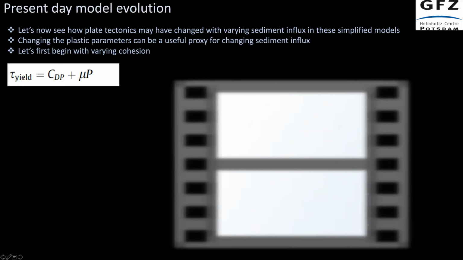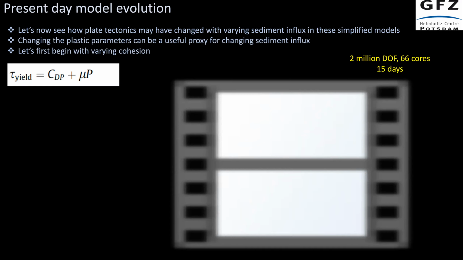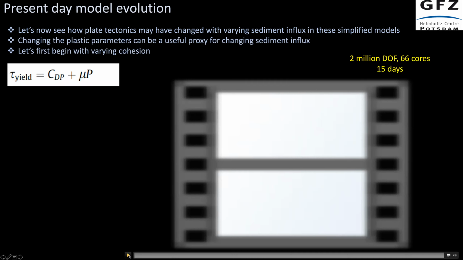Again, I remind you that the yield strength or stress depends on the cohesion, friction, and pressure. But we can start by just varying the cohesion as a proxy. And so these models run with 2 million degrees of freedom on 66 cores, and it took around 15 days to get to the end of the 2 billion years that I ran these models for.